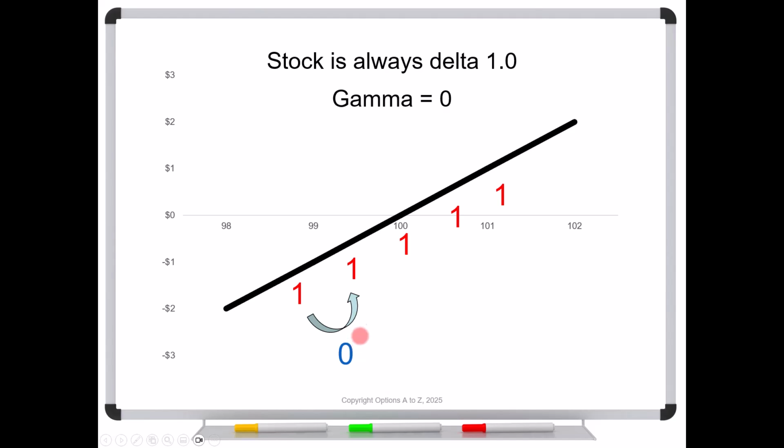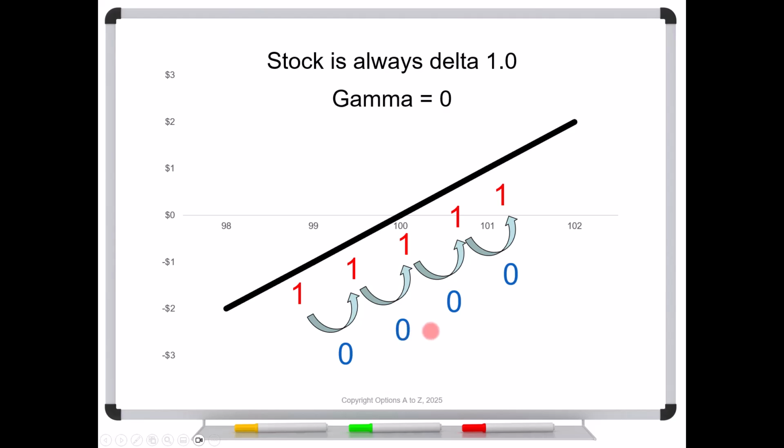A gamma of 0 just says that your deltas aren't changing. So if we measured from here with delta 1 or here at delta 1, what's the difference in those two measurements? 0. Your gamma is 0. Same here. Gamma is 0. It doesn't matter where you measure on a straight line, we're going to get slope or delta of 1 and gamma of 0.